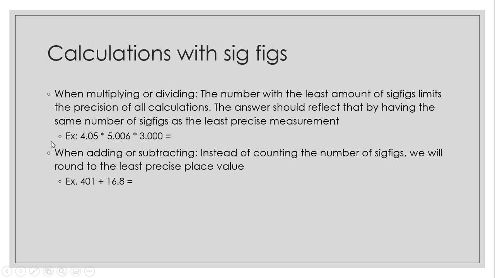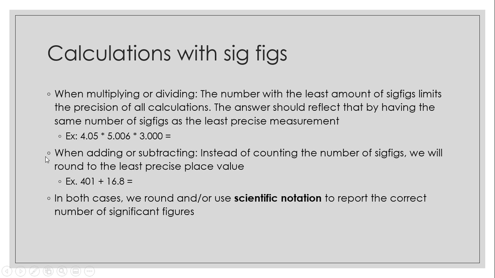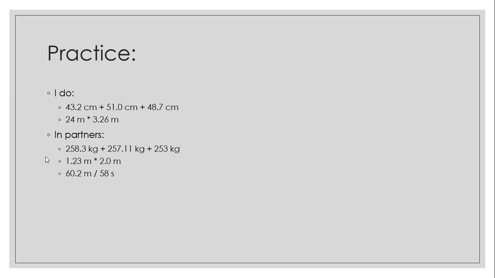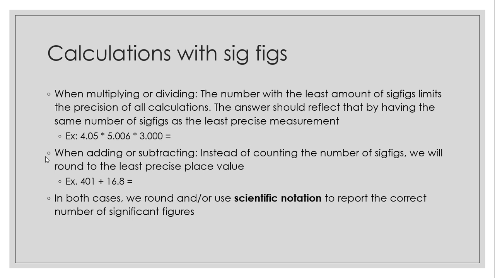We won't run into this as much as this, but it's worth it to note. In both cases, we can round or use scientific notation to report the correct number of significant figures. If you're not sure about scientific notation, please let me know and we can talk. I don't think I'm going to do a whole video on it unless it's clear that everyone needs some help on scientific notation and rounding. I will make a poll.